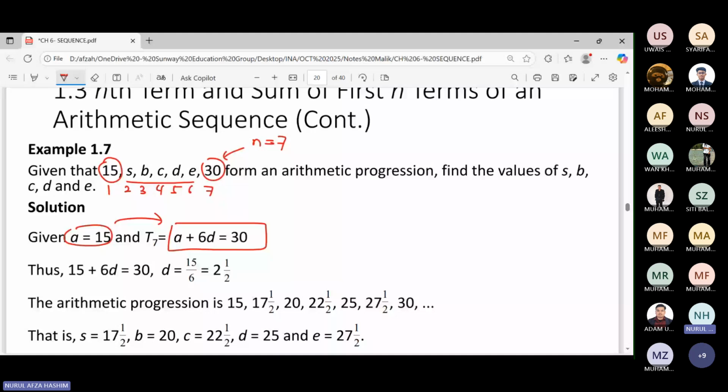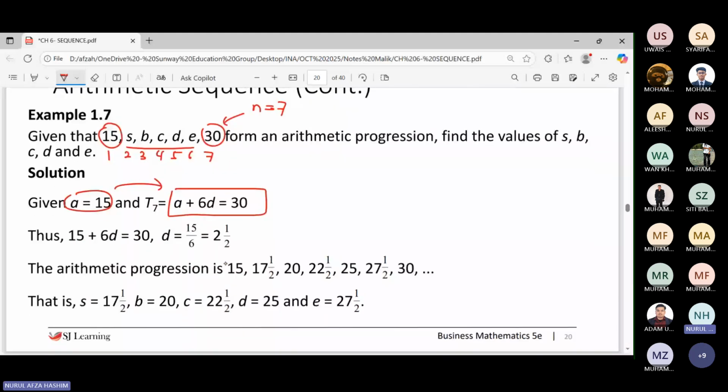Okay, your D is 15 over 6. So it means that 15 plus 15 over 6, you're going to get 17 1 over 2. Then 17 1 over 2 plus 15 over 6, you're going to get 20. So you add the same number, which is 15 over 6. This is how you get the values of B, C, D, and E.